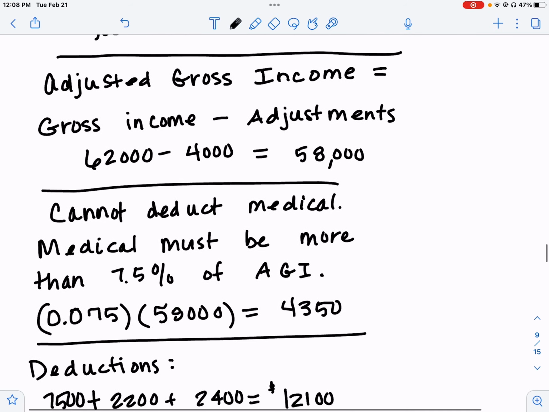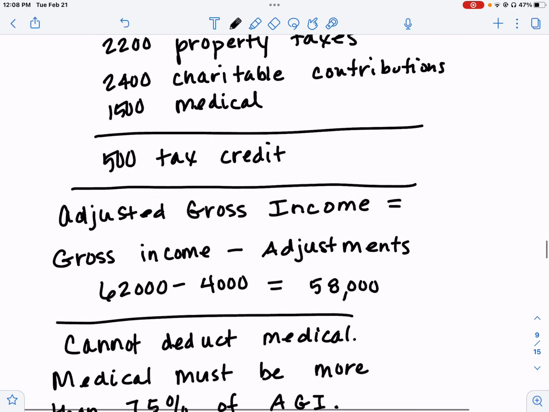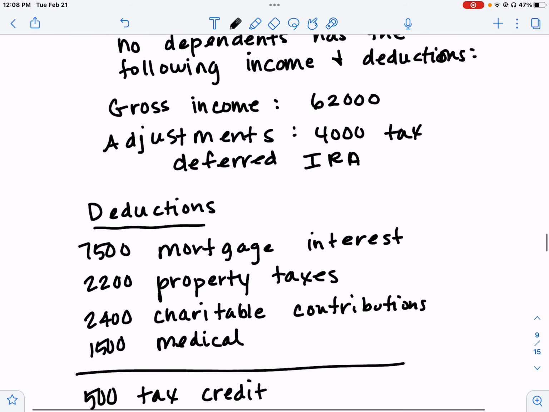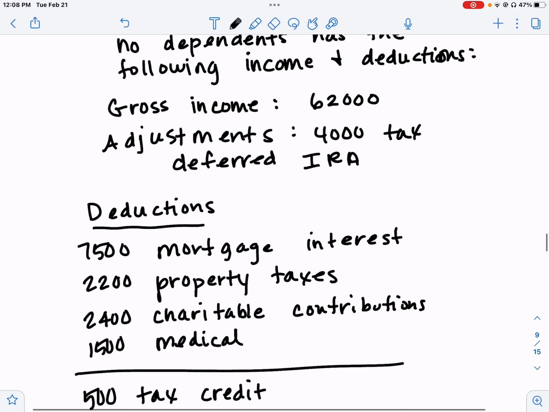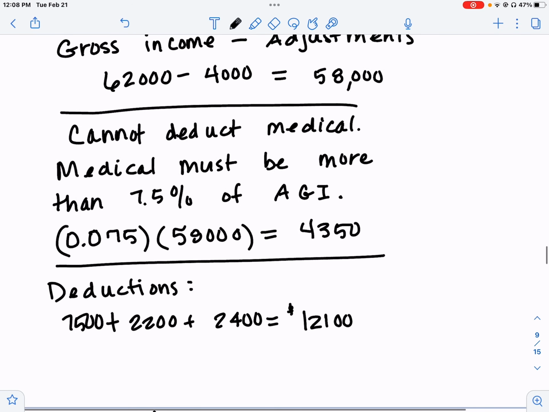So our adjusted gross income is the gross income minus the adjustments. The adjustments were 4,000, and that comes from the tax deferred IRA. That means we're going to pay taxes on it later. We cannot deduct our medical bills because they have to be more than 7.5% of AGI.